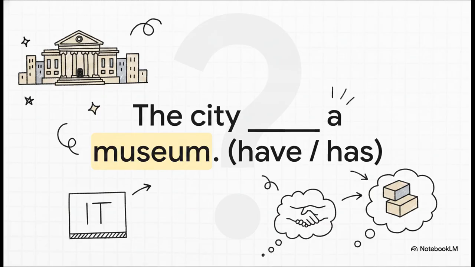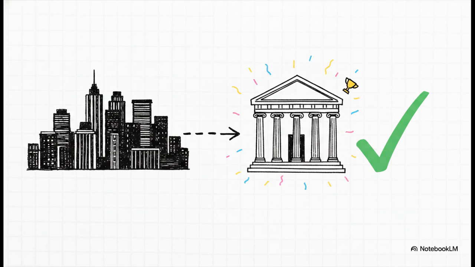All right, one last rapid-fire question for you to completely solidify this. The city blank a museum. Are we using have or has? Think about what pronoun could replace the phrase the city. Boom. The answer is has. The city has a museum. Because the city is a singular thing. It acts just like the pronoun it. Therefore, it has means the city has.